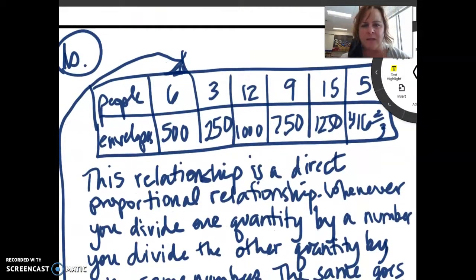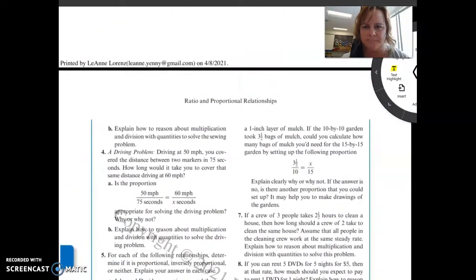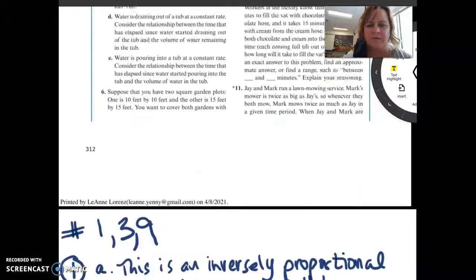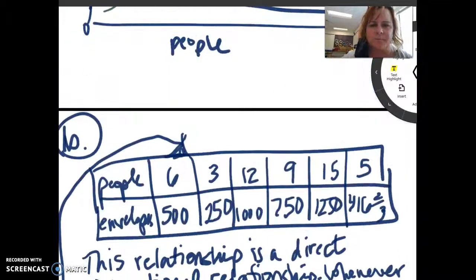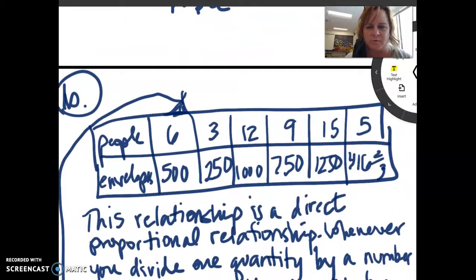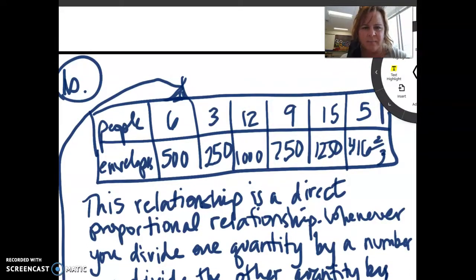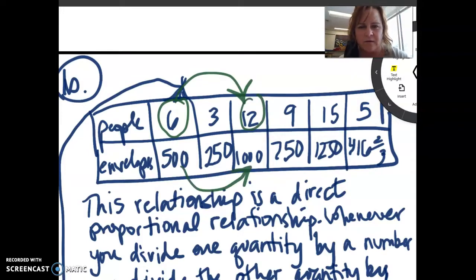All right, and then in B, this example, let's go back to it. In B, the relationship between the number of people stuffing envelopes and the number of envelopes they can stuff in 5 minutes is what type of relationship, and how can we tell? And so this time, because we're looking at the problem a little differently, this is a direct proportional relationship because, as you can see, as our number of people increases, so does the number of envelopes. So let's just look right here. As our number of people increases, so does our number of envelopes.